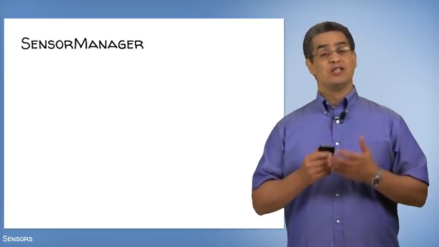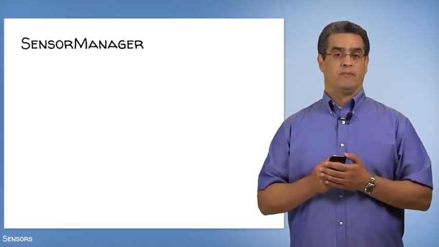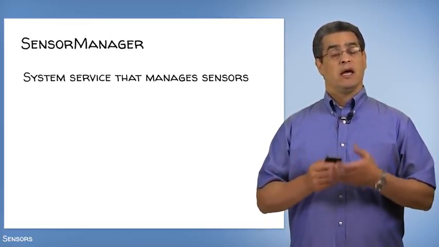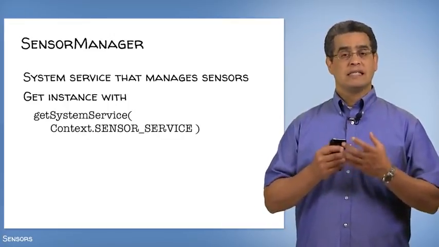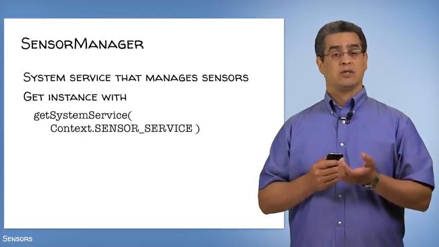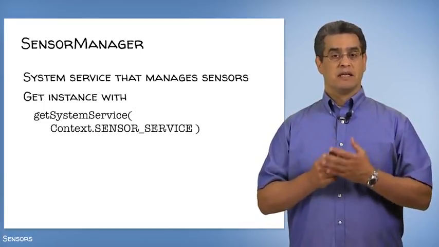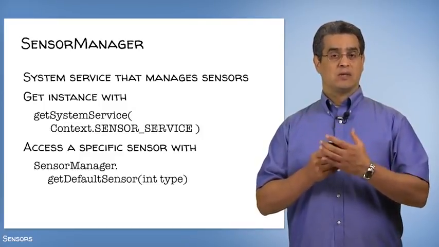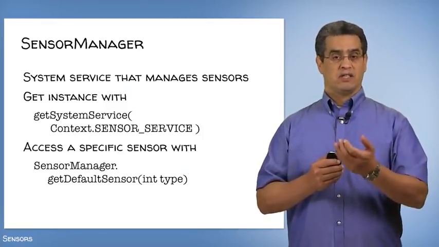In order for an application to use sensors, it first needs to get a reference to the sensor manager. The sensor manager is the system service that manages sensors. Applications get a reference to the sensor manager by calling the getSystemService method, passing in the value Context.SENSOR_SERVICE. In order to access a specific sensor, applications use the sensor manager's getDefaultSensor method, passing in a constant corresponding to the desired sensor.